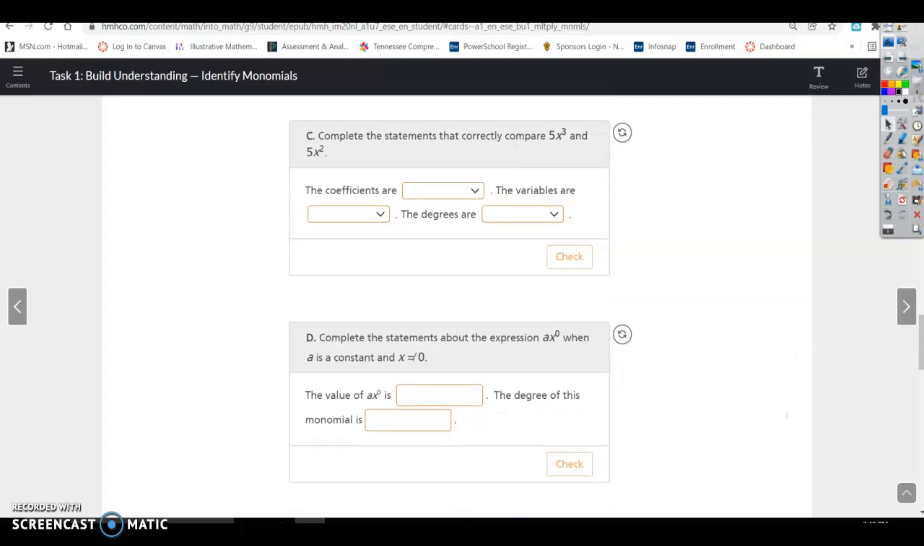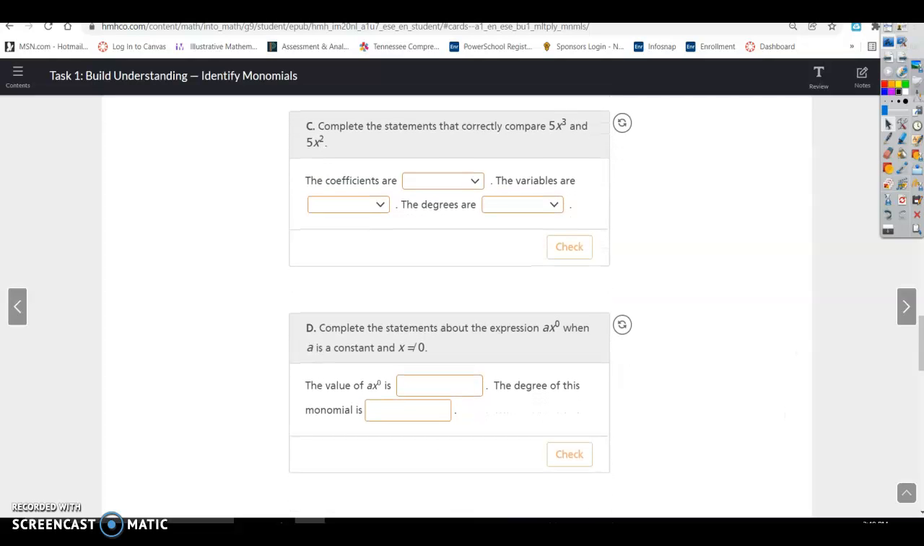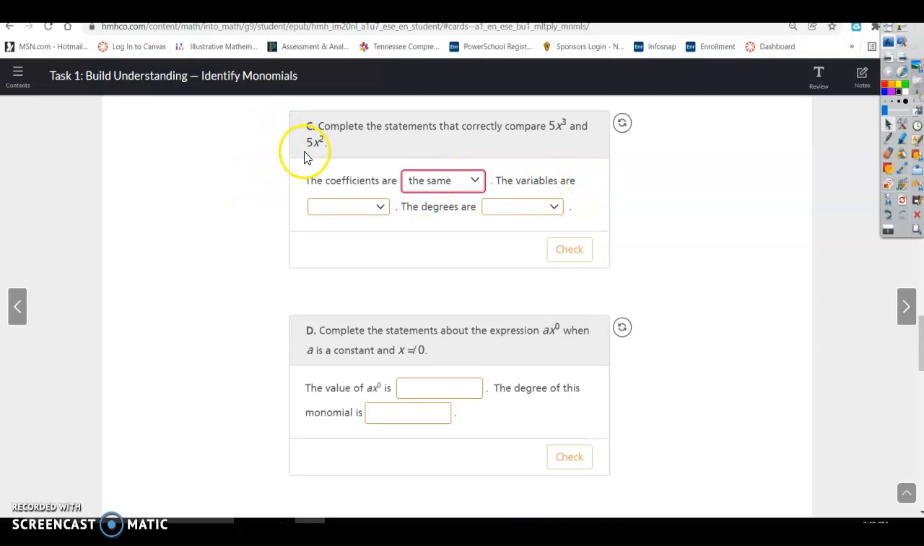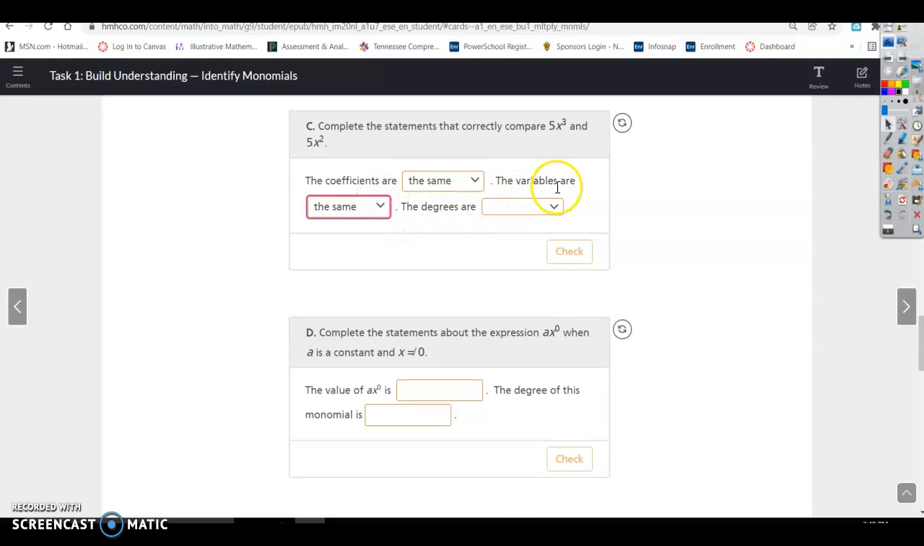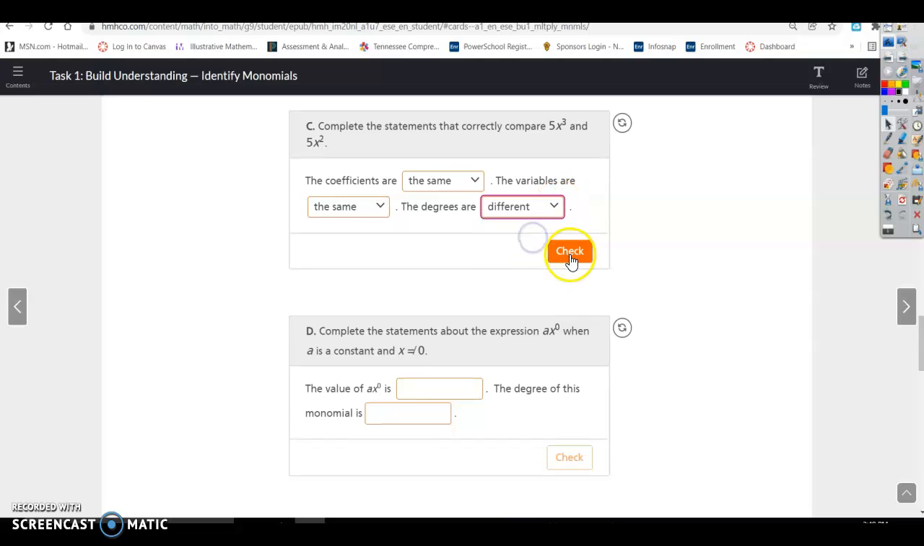All right, complete the statements that correctly compare 5x to the third and 5x squared. So the coefficients are the same. They both have a coefficient of 5. The variables are both x, so the variables are the same as well. And the degrees are different. 3 and 2 are different, so the degrees are different.